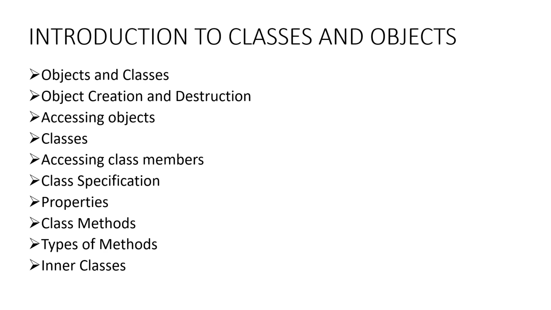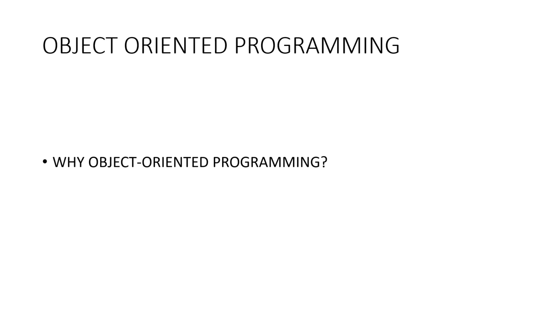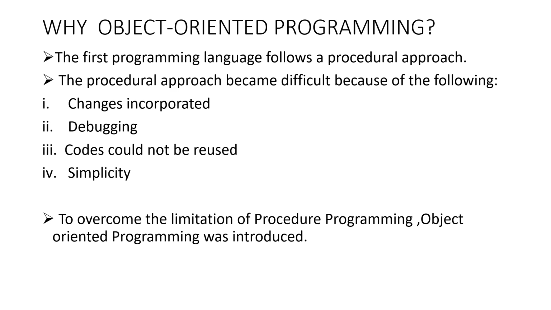So let's go on. But before we go into introduction to classes and objects, we need to know what object-oriented programming is. We need to know why object-oriented programming. We need to know some things about object-oriented programming. So why object-oriented programming? What brought object-oriented programming? Actually, the first programming language that was used was the procedural programming approach. That was the first programming language that was used by programmers.